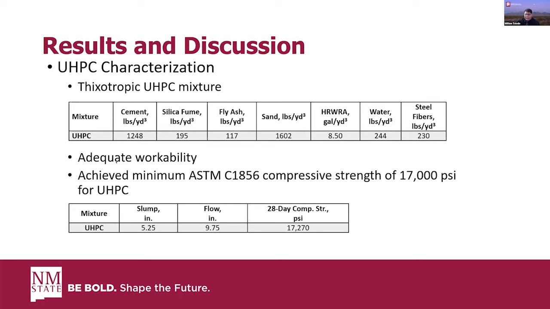Okay, so this mixture did provide adequate workability with a slump of 5 1/4 inches and a flow of 9 3/4 inches. And we did achieve the minimum ASTM C1856 compressive strength of 17,000 PSI for UHPC, with a 28-day compressive strength of 17,270 PSI.